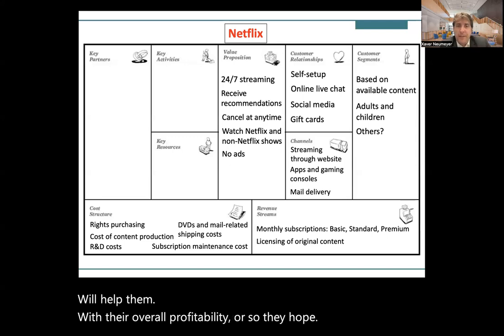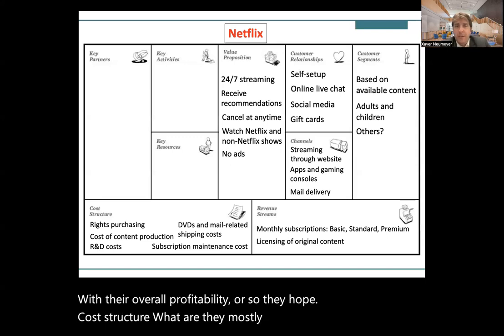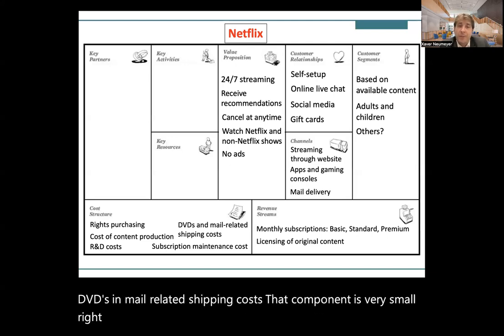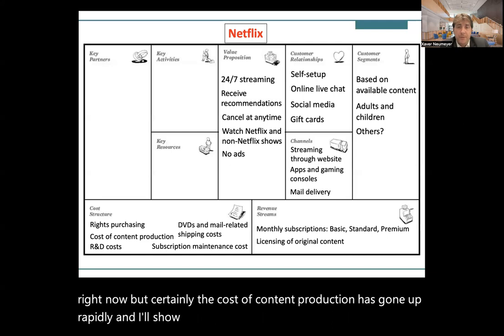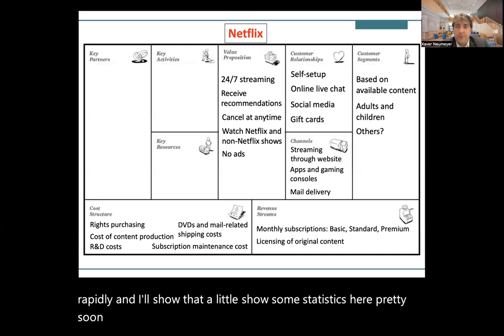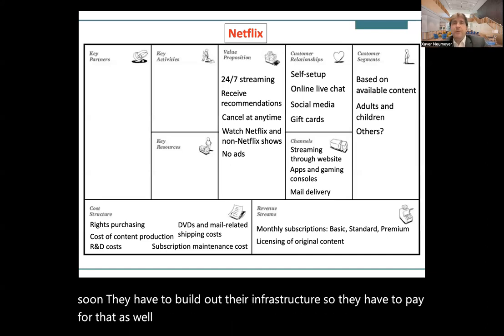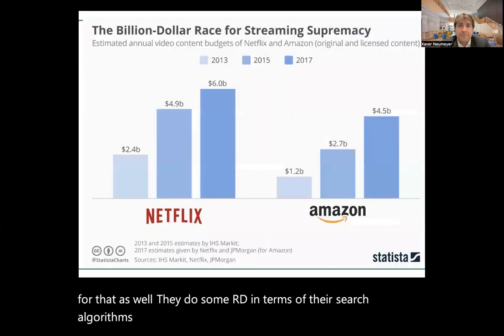Cost structure, what are they mostly paying for? Used to be DVDs and mail-related shipping costs. That component is very small right now. But certainly the cost of content production has gone up rapidly. And I'll show some statistics here pretty soon. They have to build out their infrastructure, so they have to pay for that as well. They do some R&D in terms of their search algorithms, et cetera.